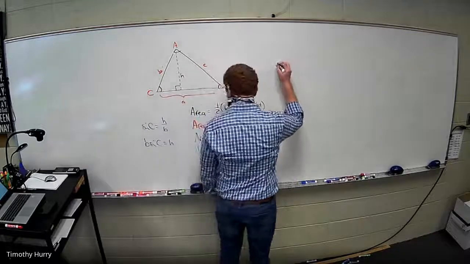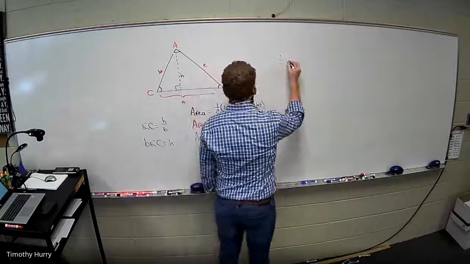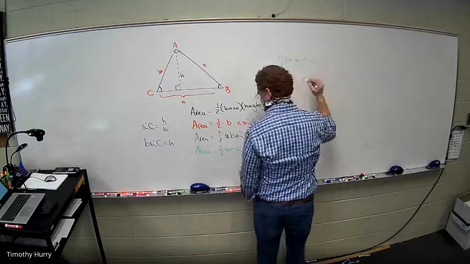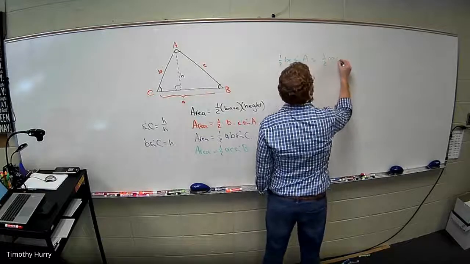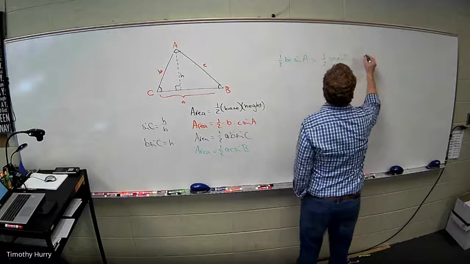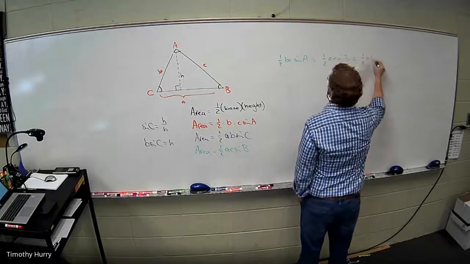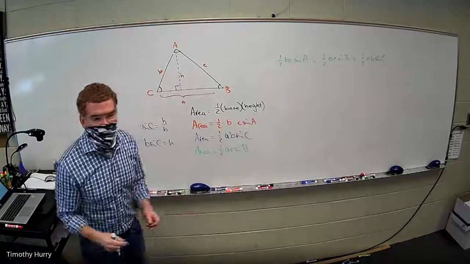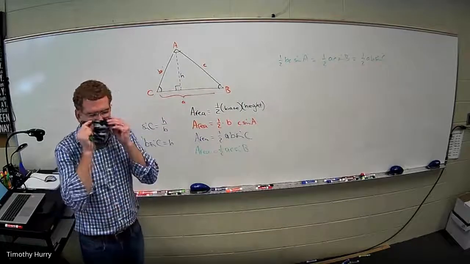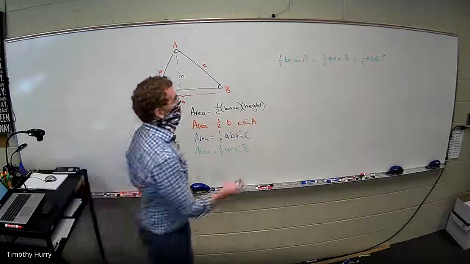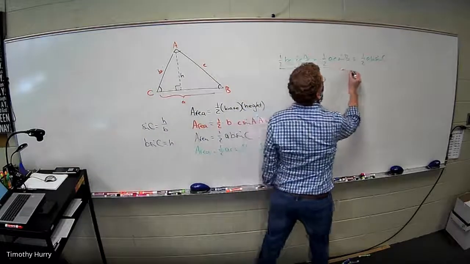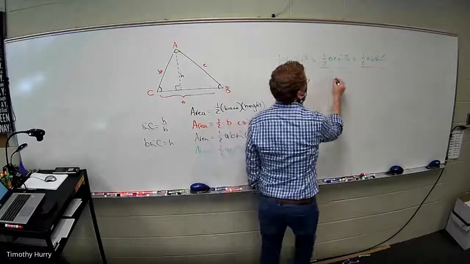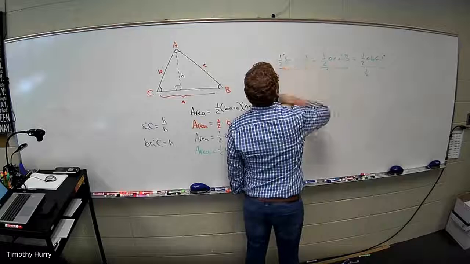So what that means is 1/2 BC sine A is the same thing as 1/2 AC sine B is the same as 1/2 AB sine C. Now, technically, you could argue that's the law of sines, but nobody likes that one. So here's what they did. They divided everything by 1/2. That made that better.